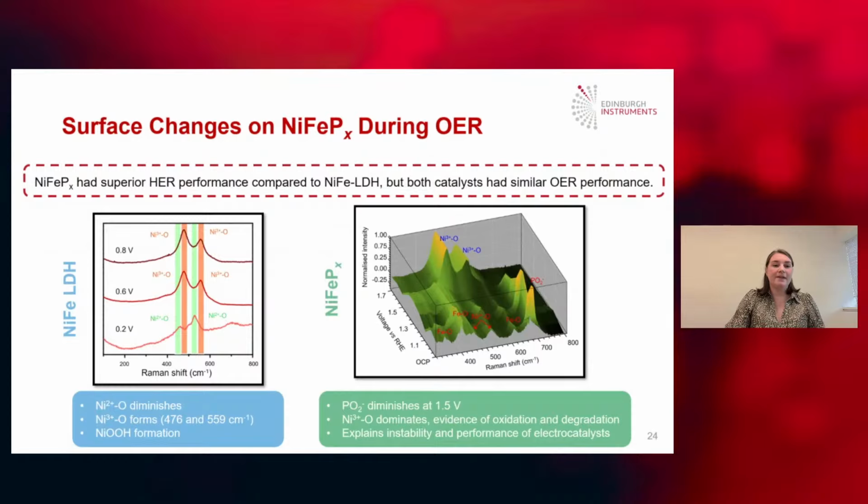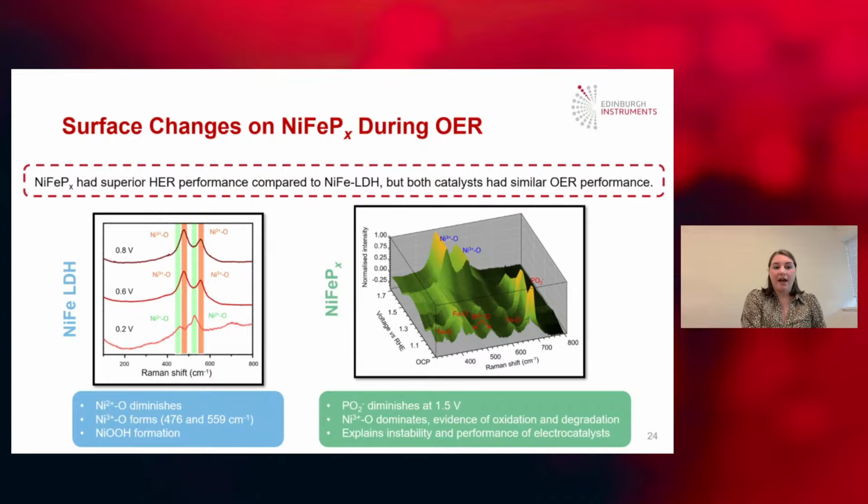What they were seeing from the electrochemical data is that the nickel iron phosphide had superior hydrogen evolution reaction performance compared to the nickel iron LDH, but both catalysts had a similar OER performance. So they wanted to understand why that was the case. So first, they performed the operando measurements with the nickel iron LDH.